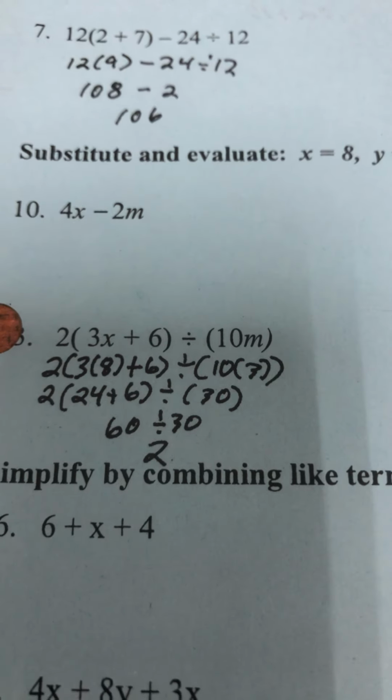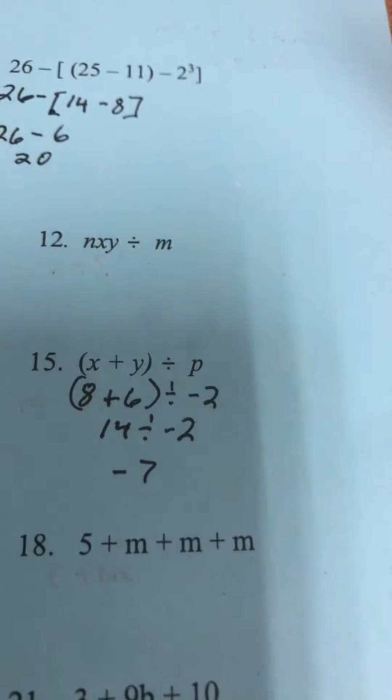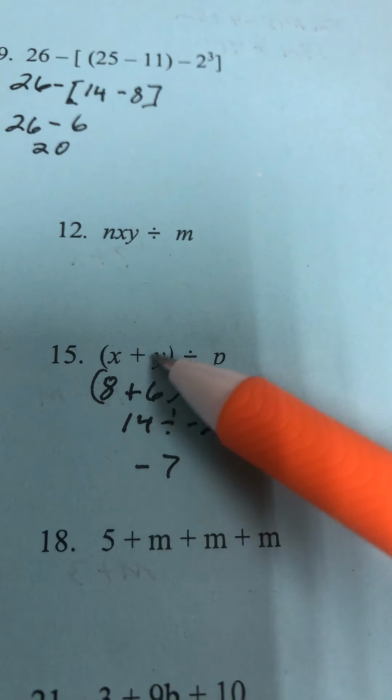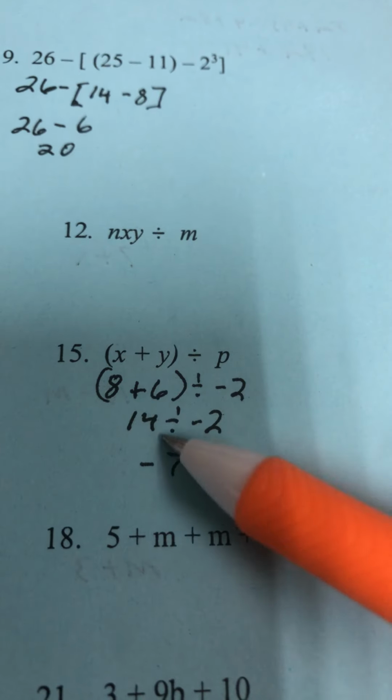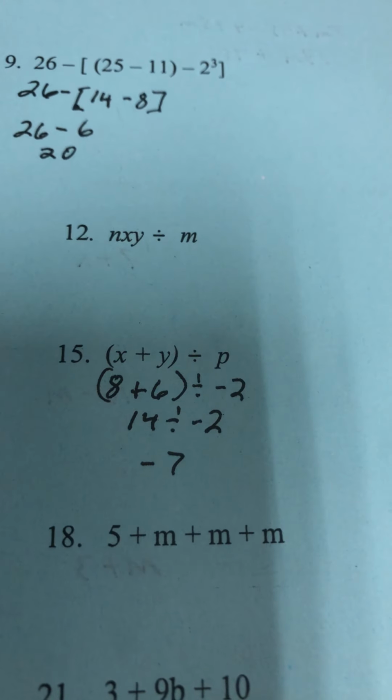Took care of the parentheses first. 15, I plug in my numbers for the variables. I do the parentheses first. I have division here, and I get -7.